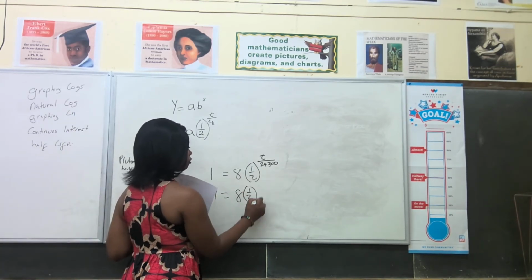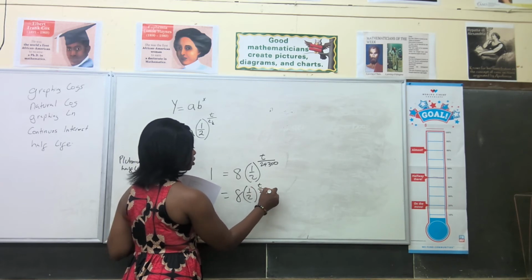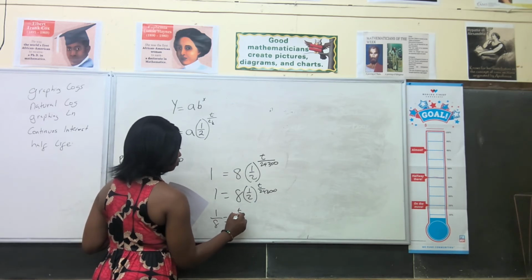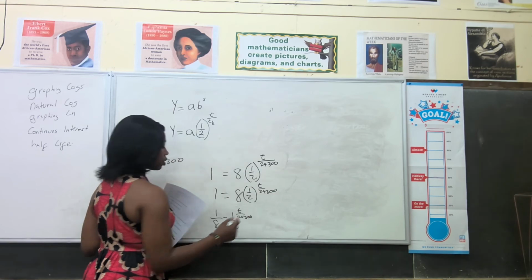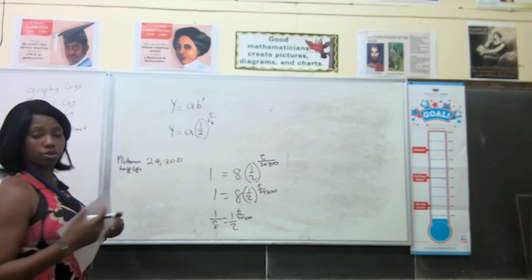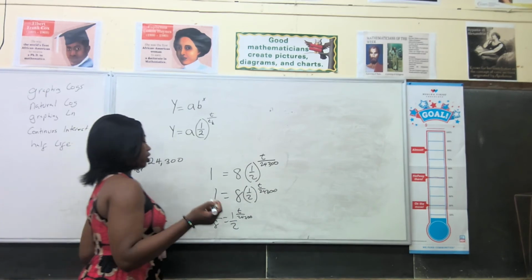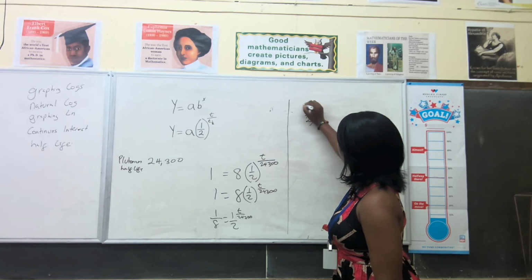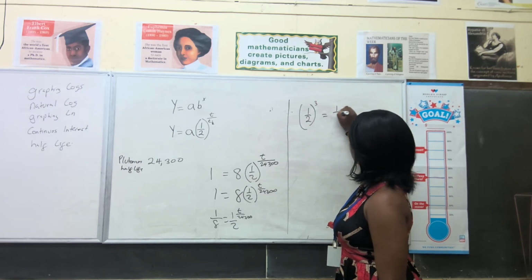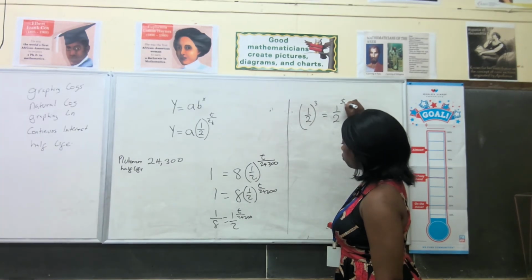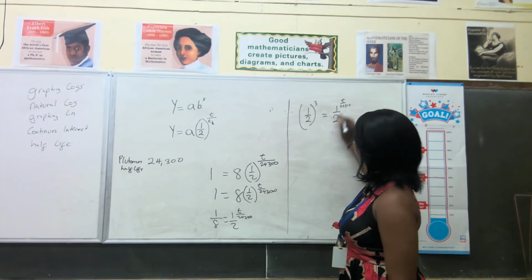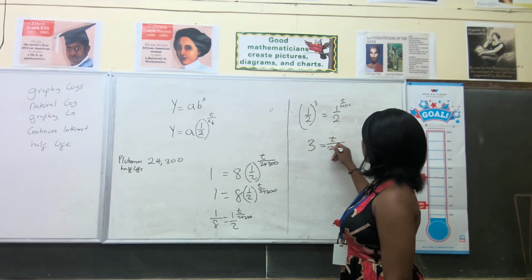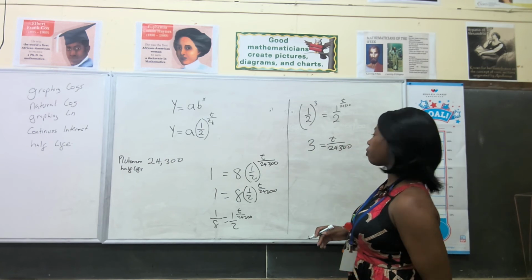So 1/2 raised to the power of t over 24,300. So 1/8 equals 1/2 raised to the power of t over 24,300. Now we can either use our exponent rules or we can go ahead and use our calculator. I'm going to just use our rules. I know that 1/2 raised to the power of 3 is equal to 1/2 raised to the power of t over 24,300, because the bases are the same. So 3 is equal to t over 24,300.